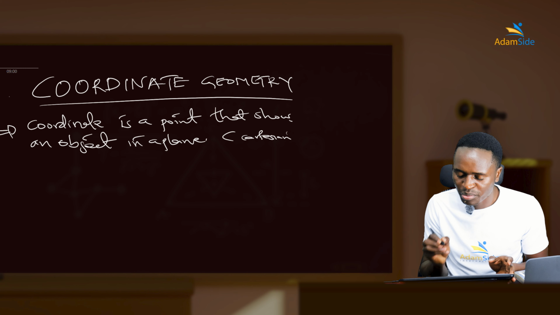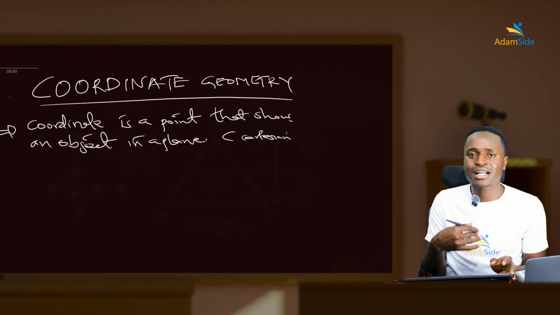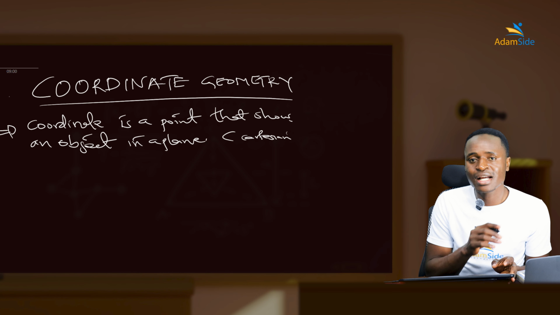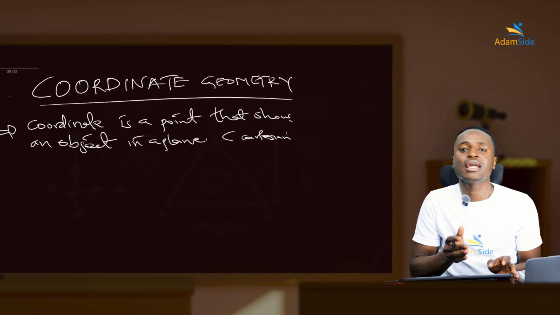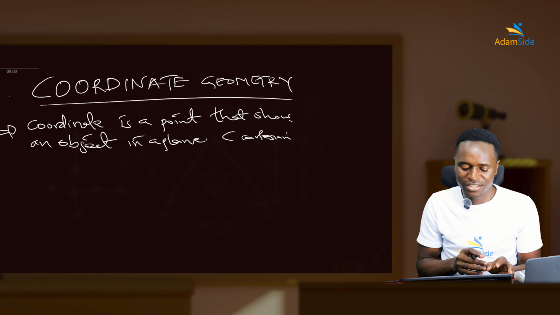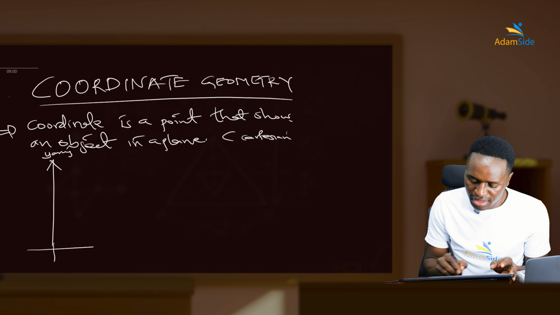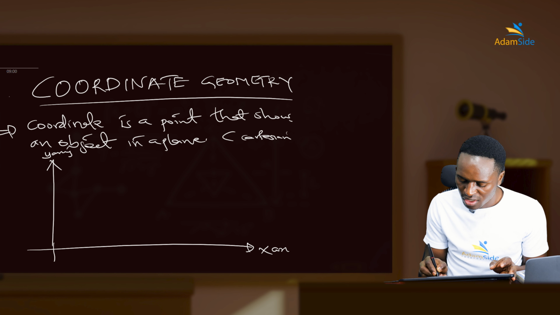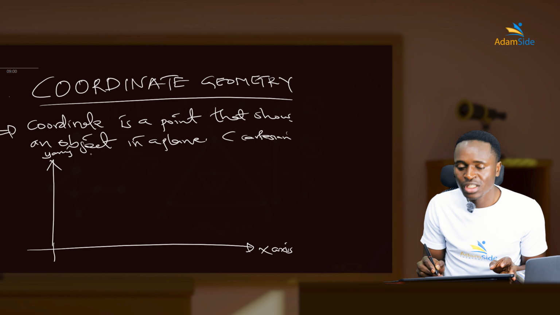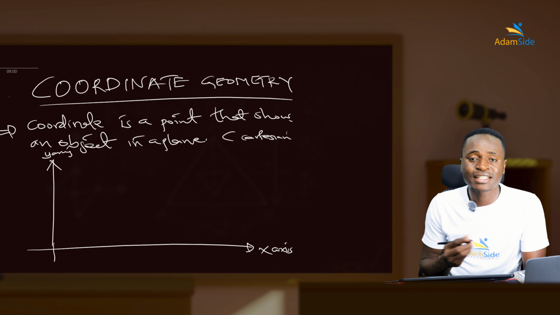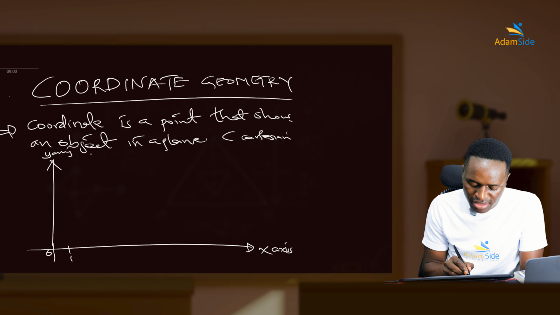It's called the Cartesian plane. A Cartesian plane has an x-axis and a y-axis. Our x-axis is the horizontal line and the y-axis is the vertical line. So we have the y-axis, which is the vertical line, and then we have the x-axis, which is the horizontal line. This is the Cartesian plane, whereby you have the values of x and the values of y.